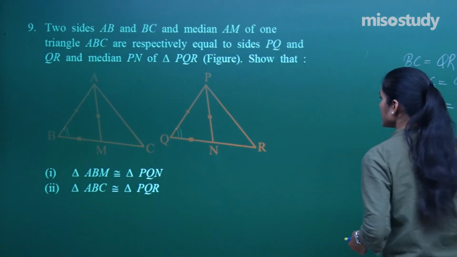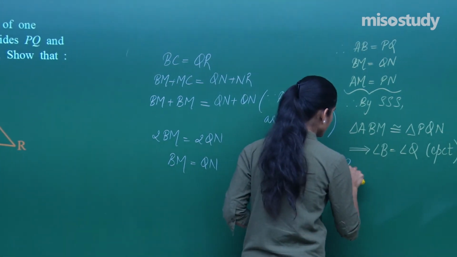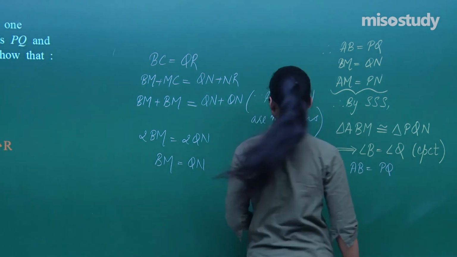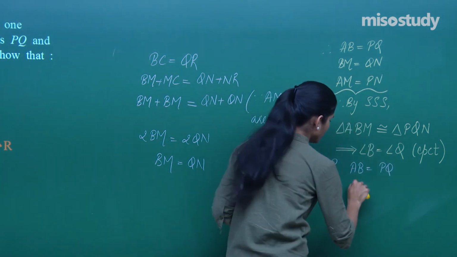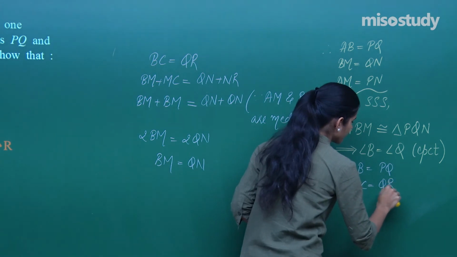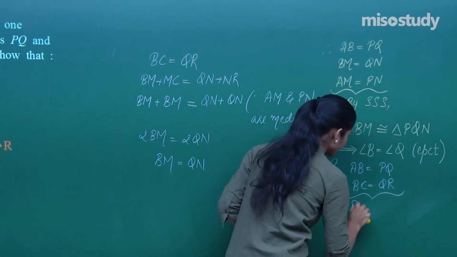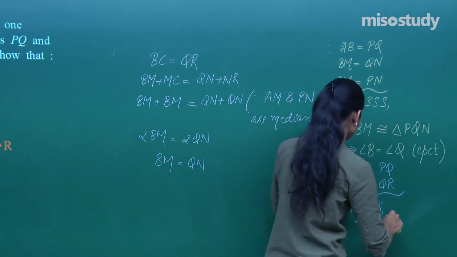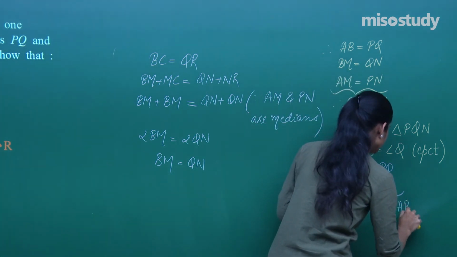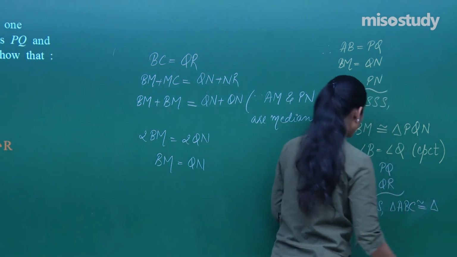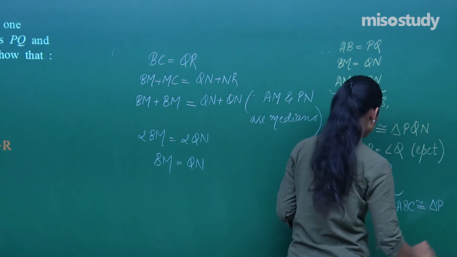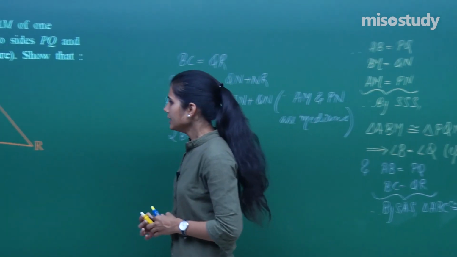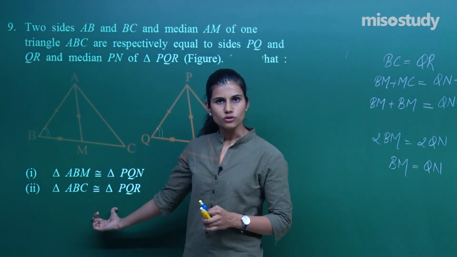So I have AB is same as PQ, angle B is already same as angle Q, and I have BC same as QR. Therefore by SAS congruence rule I have triangle ABC is congruent to which triangle? A is corresponding to P, B is corresponding to Q, C is corresponding to R. So I have shown that even the bigger triangles are congruent.